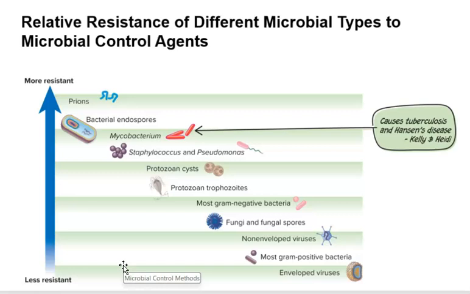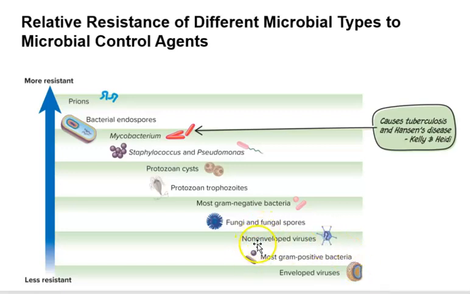Moving on, we've got this graphic from your book that talks about the relative resistance of different microbial types. We have these different microorganisms, from viruses through bacteria and protozoans, and it goes from the least resistant at the bottom of our arrow to the most resistant. We're talking about which microorganisms are resistant to different chemical control agents. The least resistant are enveloped viruses. Enveloped viruses have a membrane around them, and it's really easy to disrupt that lipid membrane. Usually you use soap to get rid of oils on your hands, and oils are lipids, so it's really easy to disrupt lipid barriers.